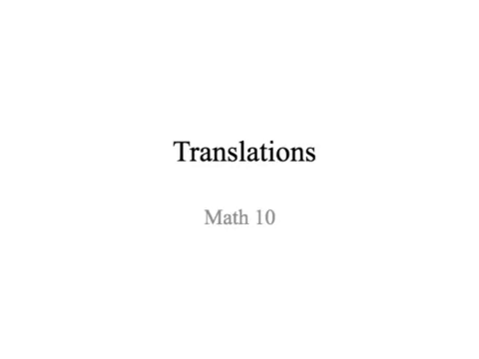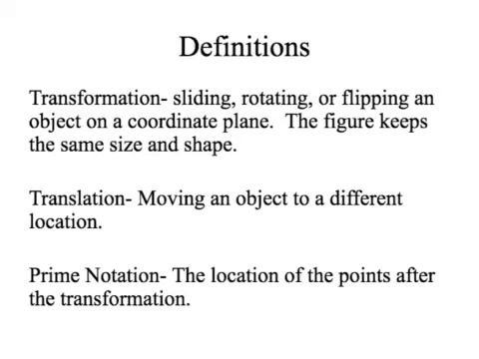To begin our talk on geometry, we will start with translations. Transformations are sliding, rotating, or flipping an object on a coordinate plane. When we slide, rotate, or flip the object, it's going to keep the exact same size and shape.